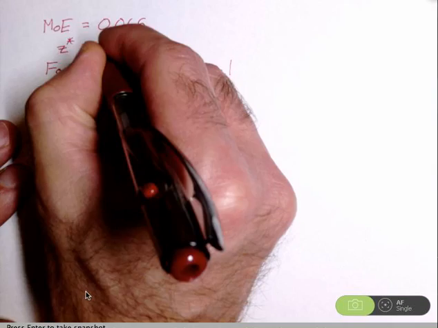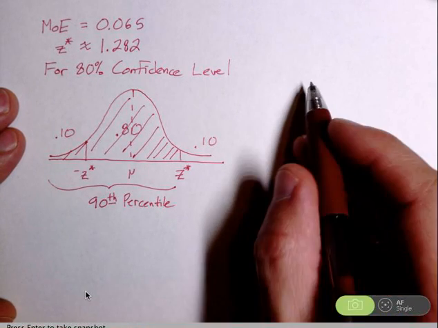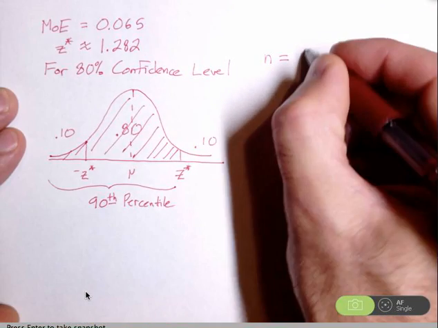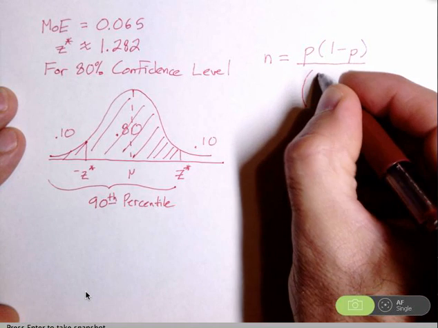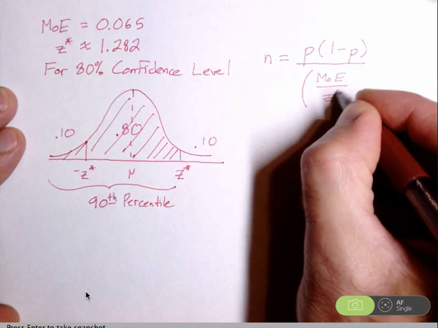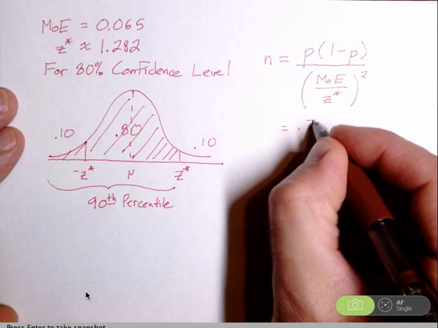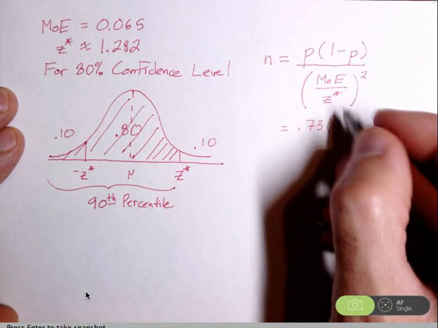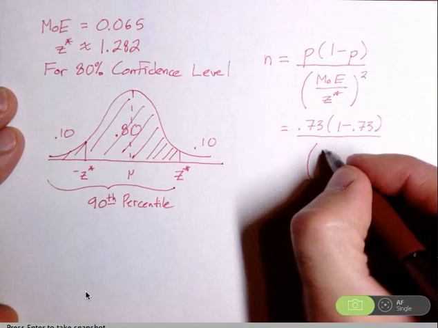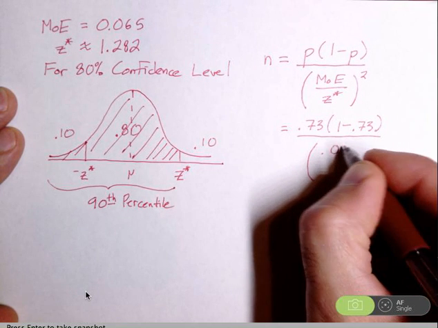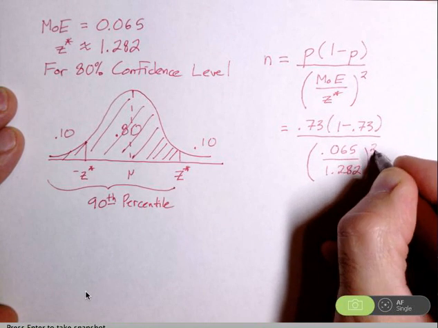And now we have everything we need in order to establish the sample size that we need to accomplish our margin of error. So we need to use our best guess for p times 1 minus p over our chosen margin of error over our critical value, and that quantity needs to be squared. So in this case, our best guess for the truth was 73%. Then we have 1 minus 73%. The margin of error that we chose is 0.065, 6.5%. Our critical value is 1.282. That quantity in the denominator we need to square.